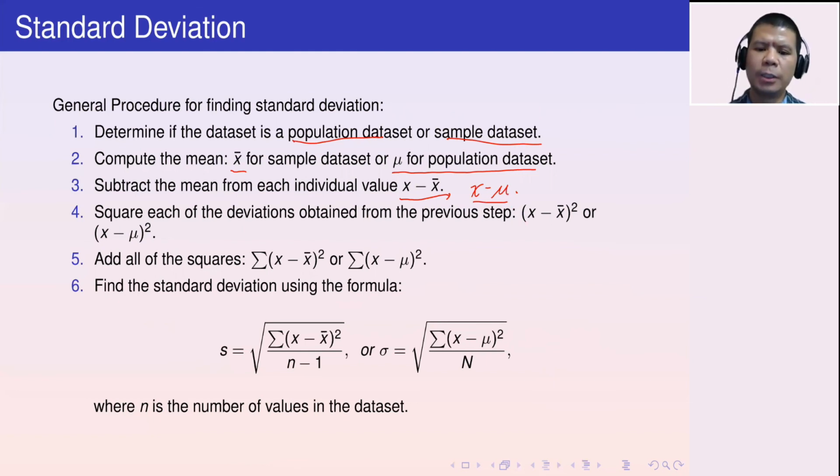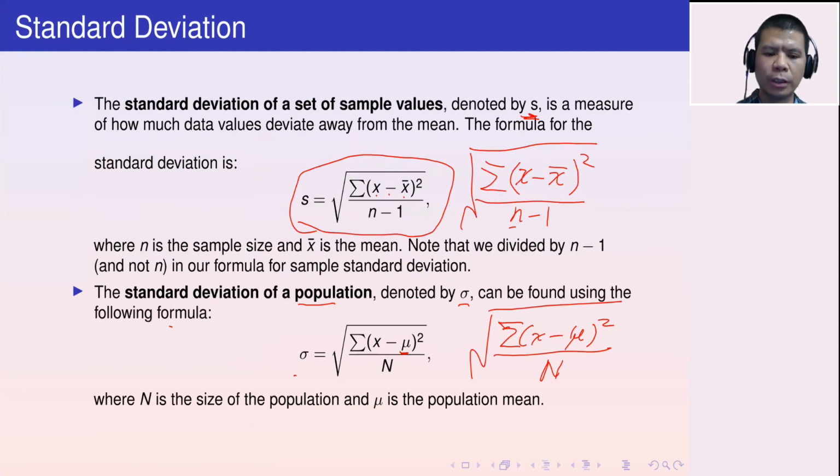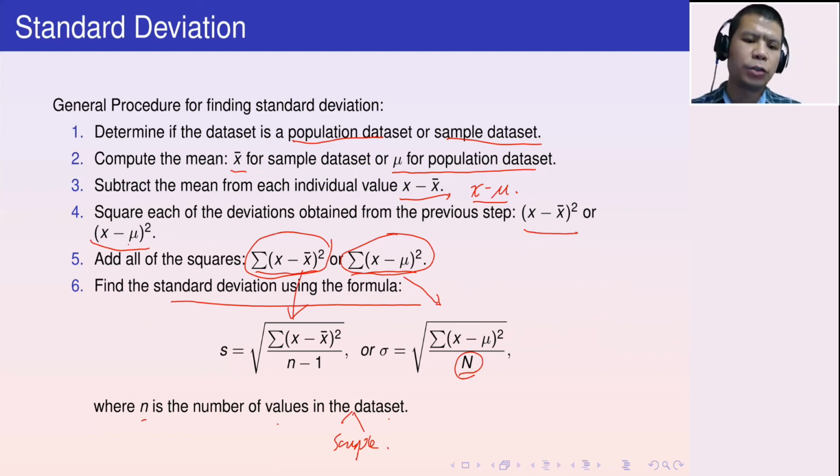Then you square each deviation obtained from the previous step. If it is a sample, that is x minus x bar squared, a squared deviation from the sample mean, or x minus mu squared, a square of the deviation from the population mean. That is step 4, and step 5 is to add all the squares. You take the squares, add them up, and then plug into the formula. Here n is the number of values in the sample data set, and the capital N is the population size. Basically, this is the general procedure to find the standard deviation for both the population standard deviation and the sample standard deviation.